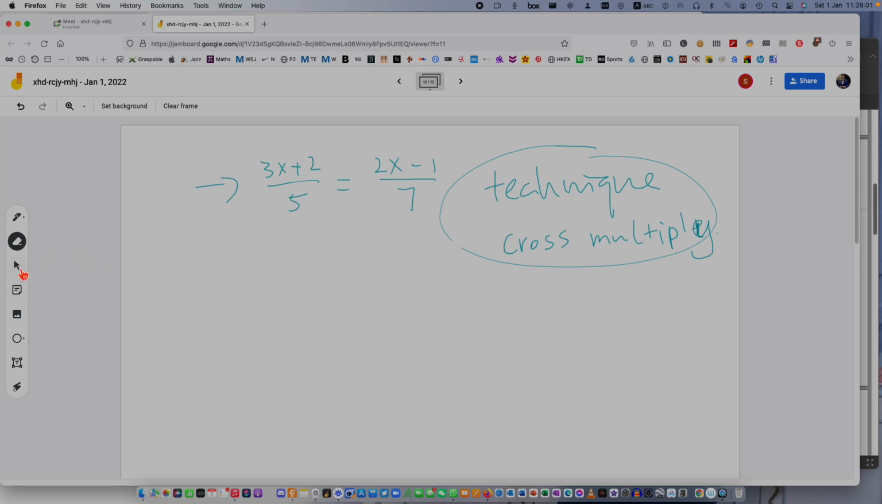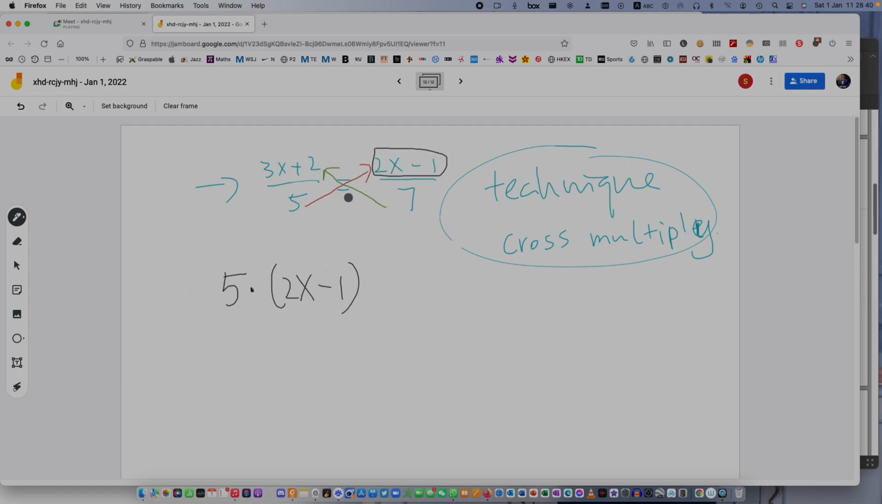You do it this way. This one, you times the 5 times the 2x minus 1. The 7, you times the 3x plus 2. So if I go back, I do the red one first, 5 times 2x minus 1. I need to have a bracket because I need to times the whole thing.